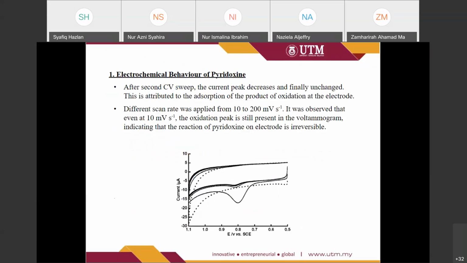So after the second cyclic voltammetric sweep, the peak current decreases and finally is unchanged, and this is attributed to the adsorption of the product of oxidation at the electrode. Different scan rates were applied from 10 to 200 millivolt per second, and it was observed that even at 10 millivolt per second, the oxidation peak is still present in the voltammogram, indicating that the reaction of pyridoxine on the electrode is irreversible.